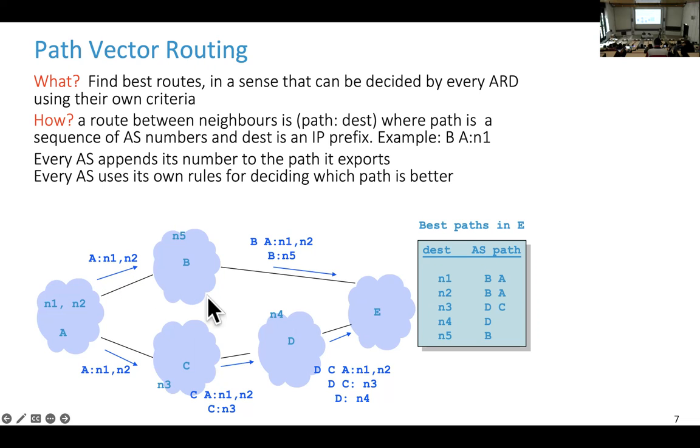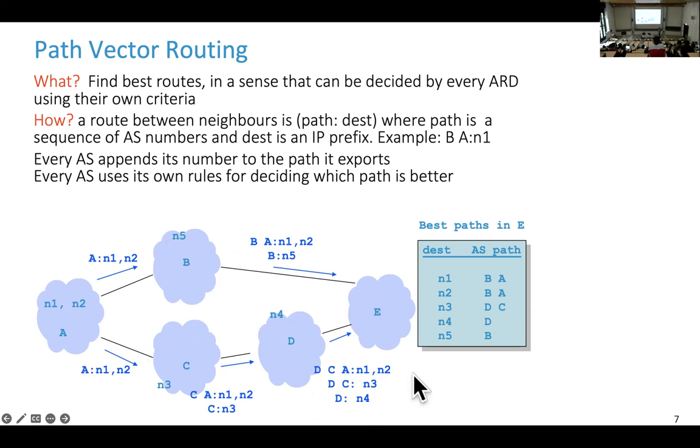If the policy in B agrees, we will see what I mean, but we assume here that it agrees, B will receive this information, accumulate the path, and send it to its other peers. What does that mean? B receives this path, appends itself to this path, the path becomes B, A, N1, and N2, and it will send it to E. What else does B send to E? B also has a network prefix itself, N5, and it will send the path to E.